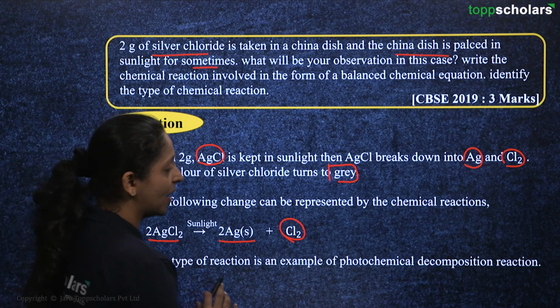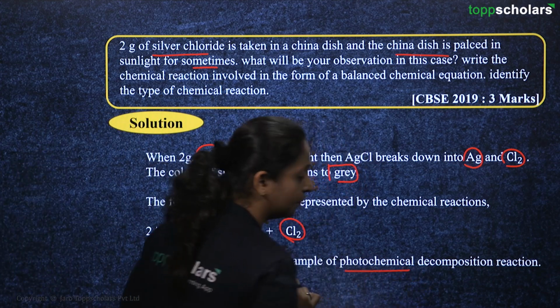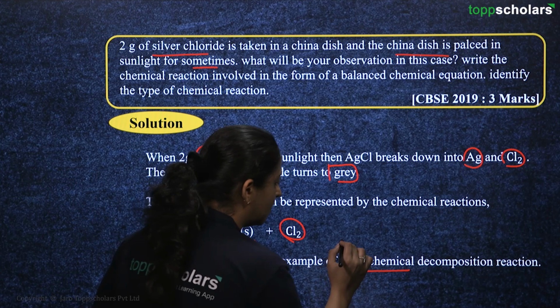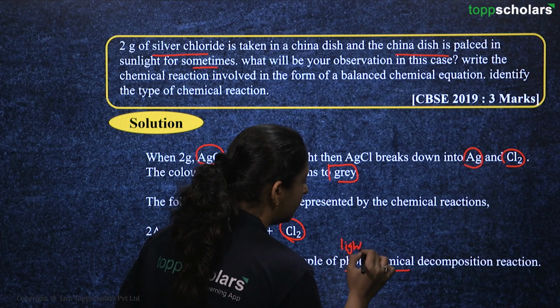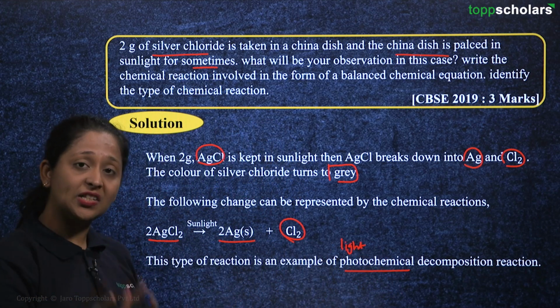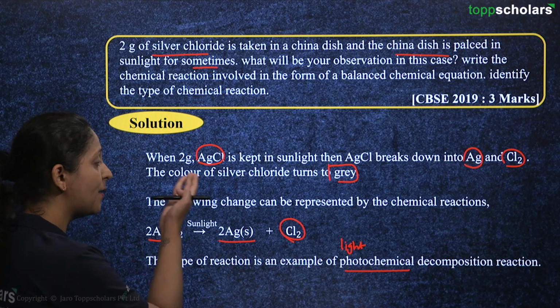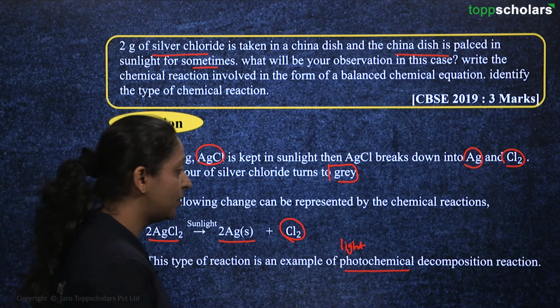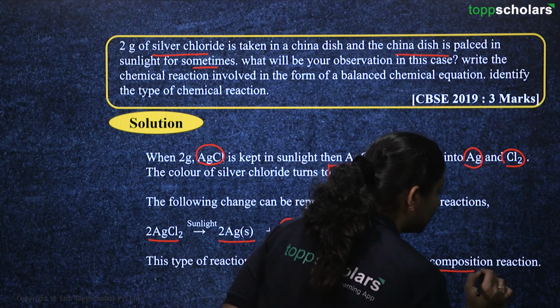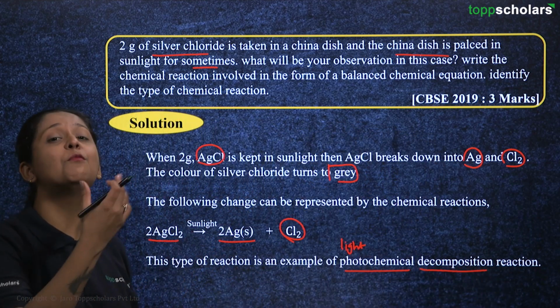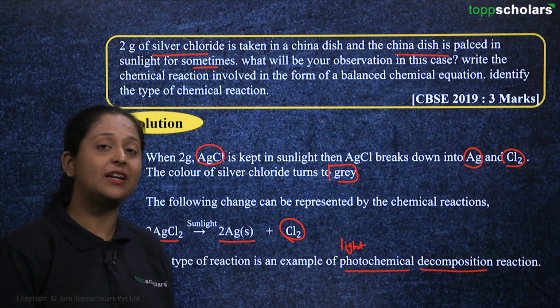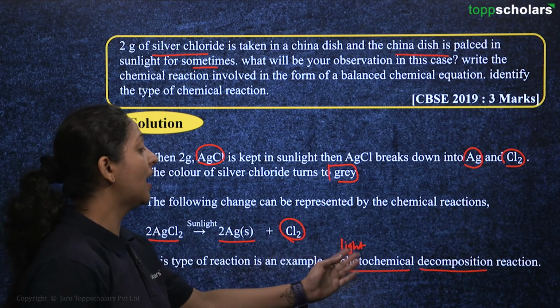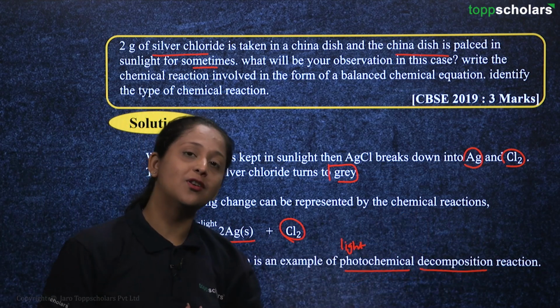And this type of reaction is an example of a photochemical reaction. Photo means light. Chemical reaction because it is changing the chemical structure. You're starting with silver chloride, you're getting silver and chlorine separately. And it is a decomposition reaction because you're decomposing the compound, separating the elements here, correct? That is why we call it a photochemical decomposition reaction.